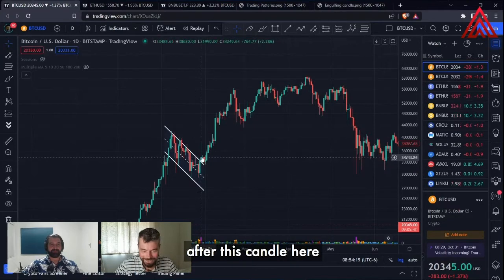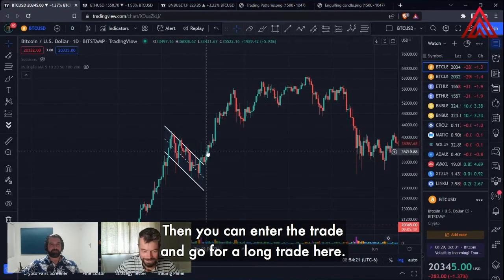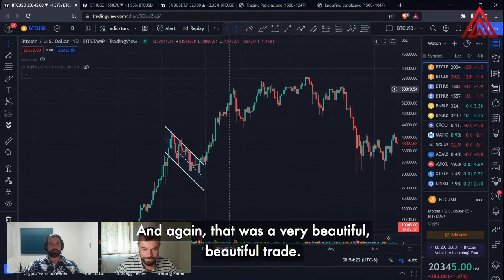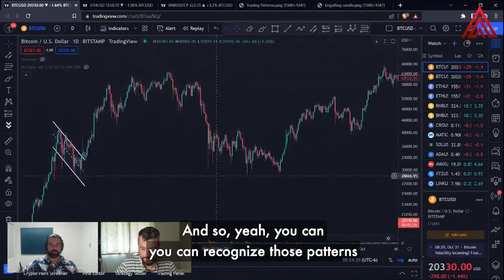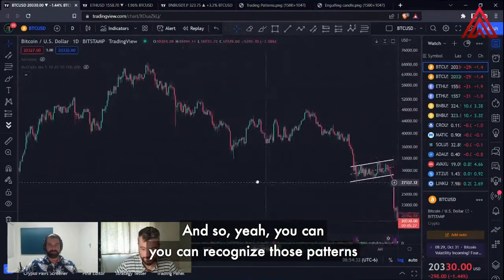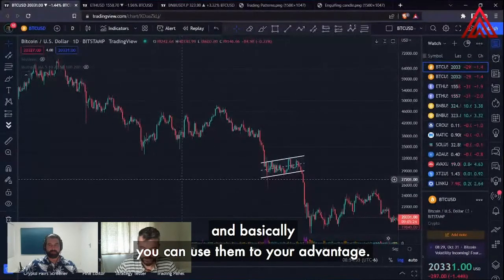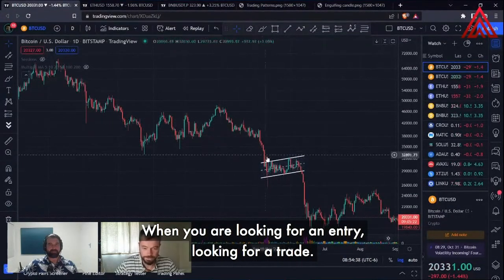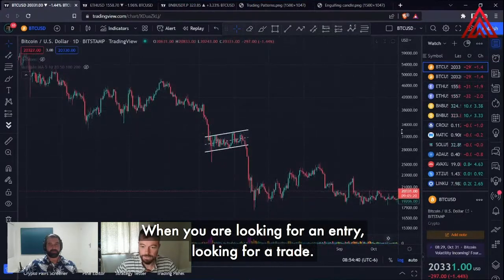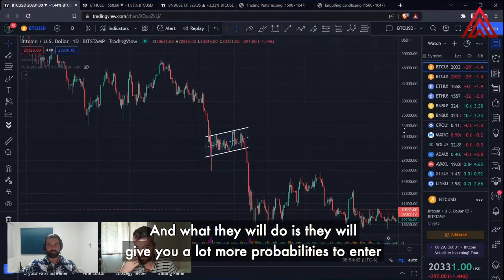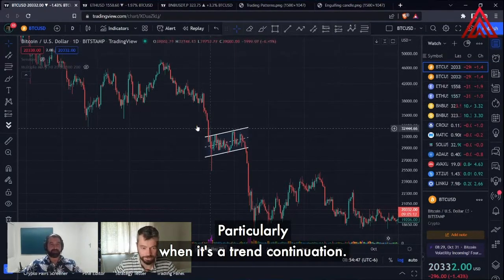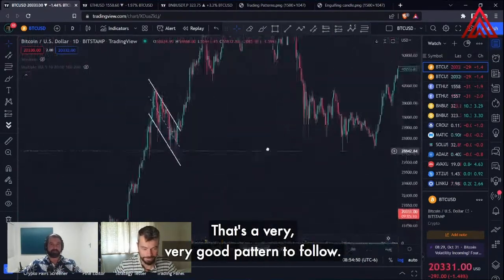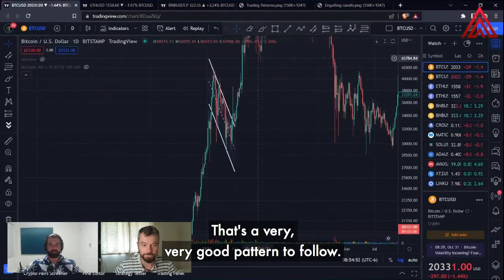After this candle here, then you can enter the trade and go for a long trade here. And again, that was a very beautiful trade. So yeah, you can recognize those patterns, and basically you can use them to your advantage when you are looking for an entry, looking for a trade. And what they will do is they will give you a lot more probabilities to enter a winning trade. Okay, particularly when it's a trend continuation. That's a very, very good pattern to follow.